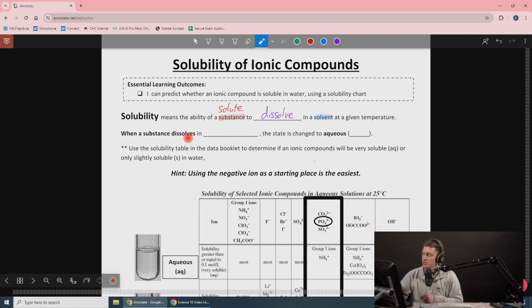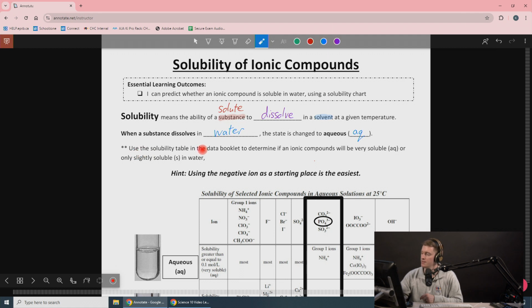When a substance dissolves in water, specifically, the state is changed to aqueous, which gets this AQ ending. If a substance dissolves in water specifically, then it is aqueous. Think aqueous as in like aqua.